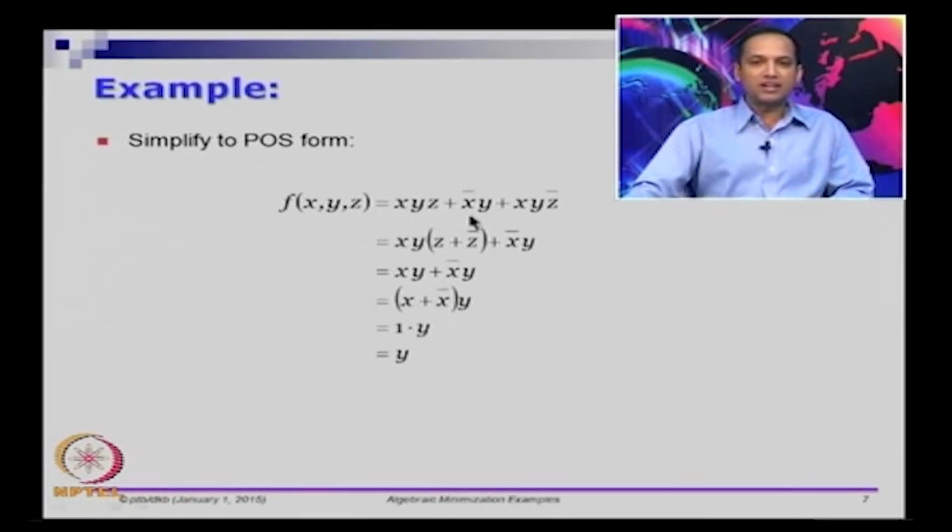So we have xyz plus x bar y plus xyz bar. So xy is common between this term and this term. So you take that out, you get z plus z bar, and this is x bar y. We know that z plus z bar is 1, so that gets killed. You have xy plus x bar y, and again y is common between these two terms. So you get y and 1, which is the same as y. So in this case, it turns out that the POS form is actually fairly simple, but this is only the POS form. This is not the canonical POS form. So if you want the canonical POS form, you have to do something else.